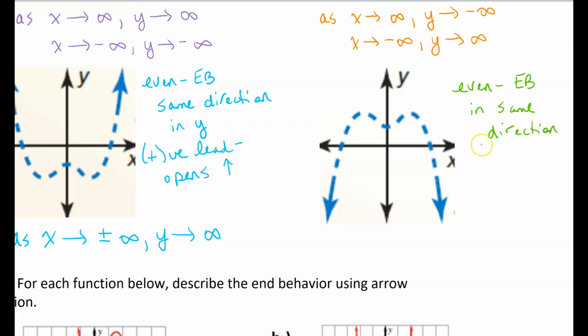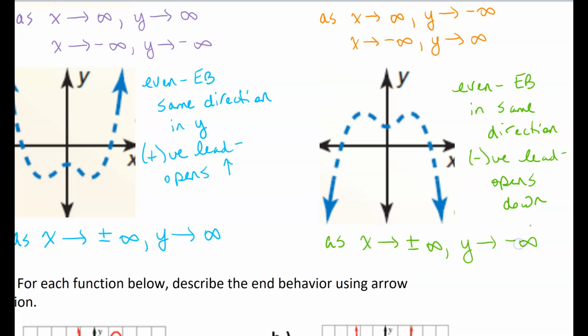Okay, is it positive or negative? It is negative. It opens down. All right, so just like in the first one, because my y is going in the same direction, I'm also going to do this one as x goes to positive or negative infinity. Where is y going? Negative infinity. All right.